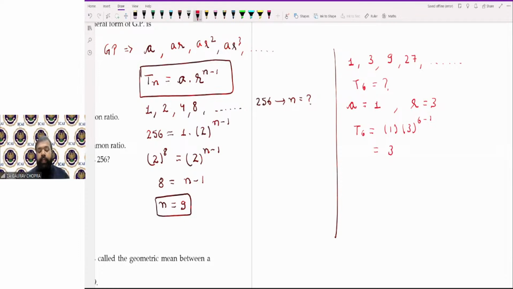So what are we getting? 3 to the power of 5. Now calculate and let me know the answer. So it will become 243. This is your term number 6. All right. Understood, everyone? So this is the simplest way in which you can solve.